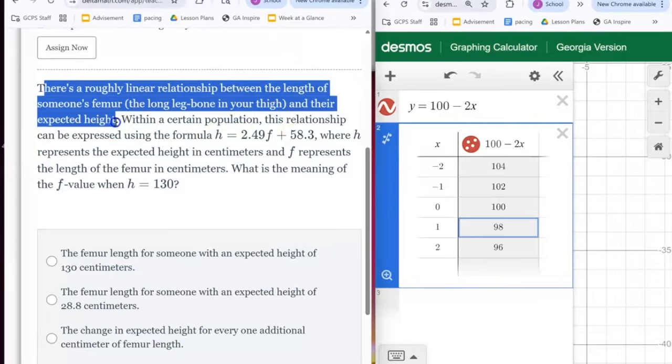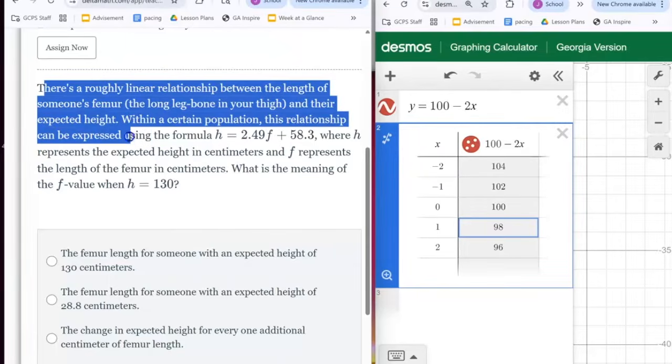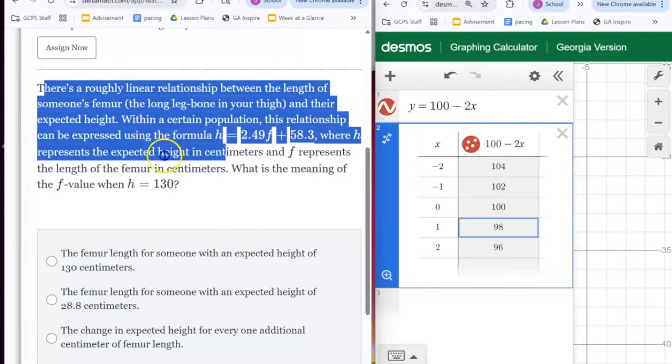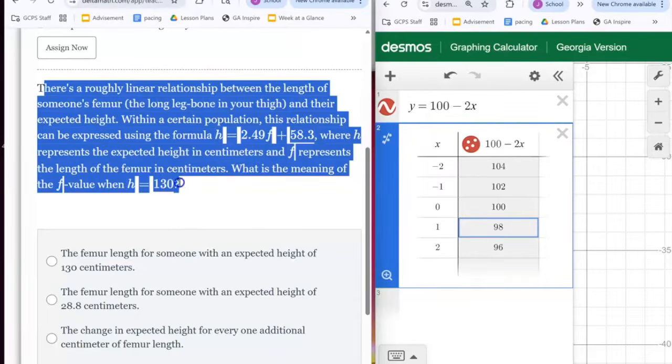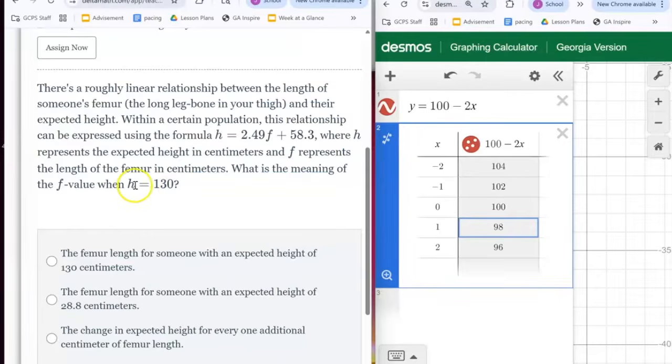And the expected height. Okay, so there's the length of someone's femur. I don't even know if that's how you say it. And the expected height. Within a certain population, this relationship can be given by this formula where h represents their height and f represents the length of femur in centimeters. What is the meaning of the f value when h is 130? You just got to know what h is. H is the height. So this is saying the height is equal to what? 130. What is the femur?